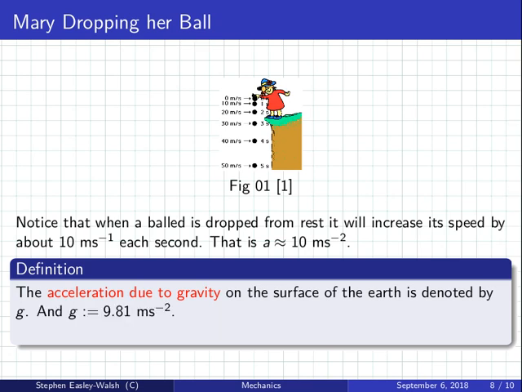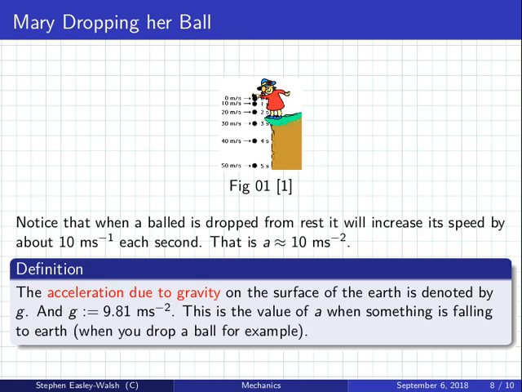And g has a value of 9.81 meters per second squared. And we usually put in the minus to indicate down. So g is 9.81, and this is the acceleration because something has fallen. So it's always negative? No. You can use positive. It's just, for me, I try to stick to always using negative. This is the value of a when something has fallen to Earth, when you drop a ball, for example.